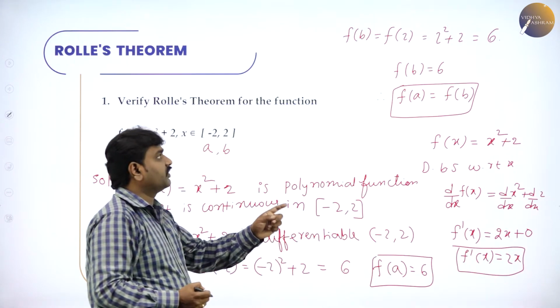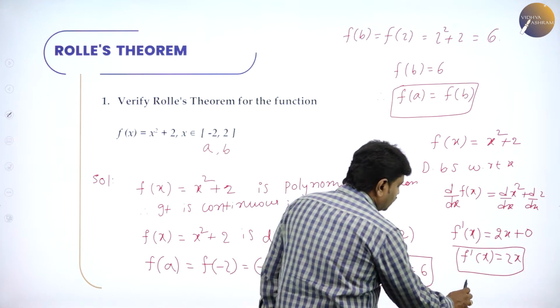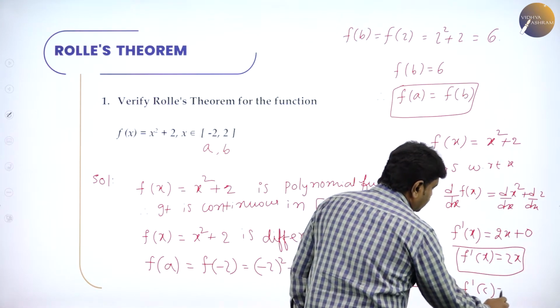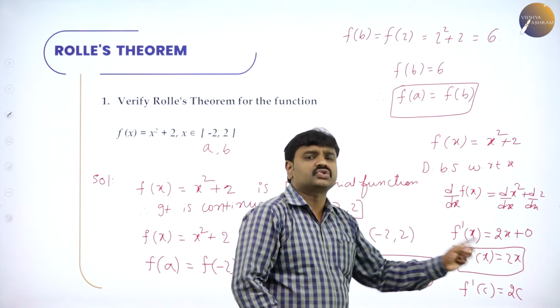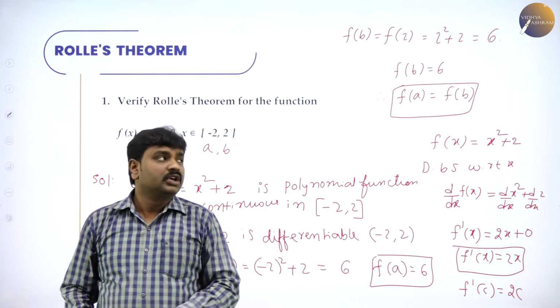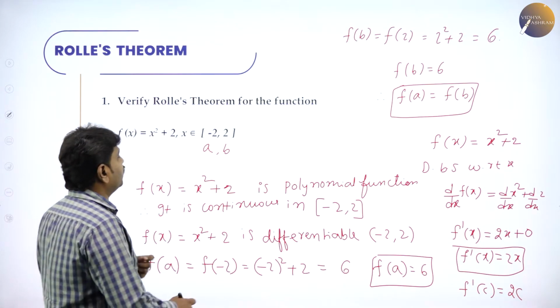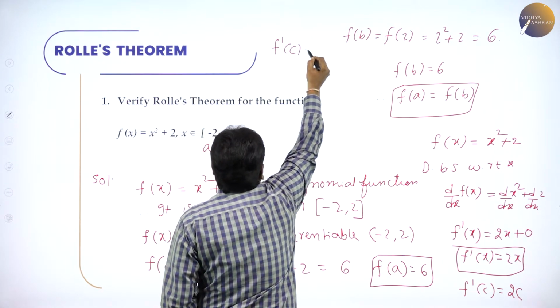And now you find f dash c. What is f dash x? 2x. Similarly, what is f dash c? F dash c means in the place of x put c, so 2c. F dash x is 2x, f dash c is 2c. Now we need to equate f dash c to 0 and get the value. So further, f dash c equated to 0.